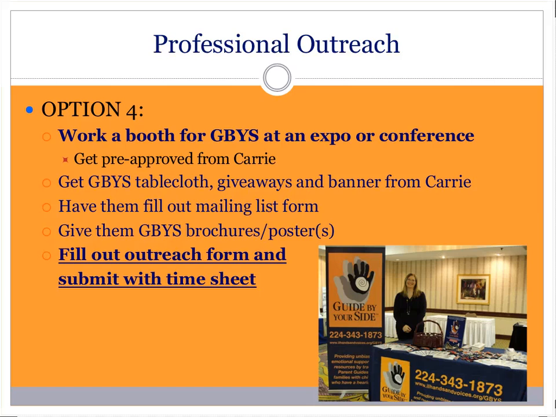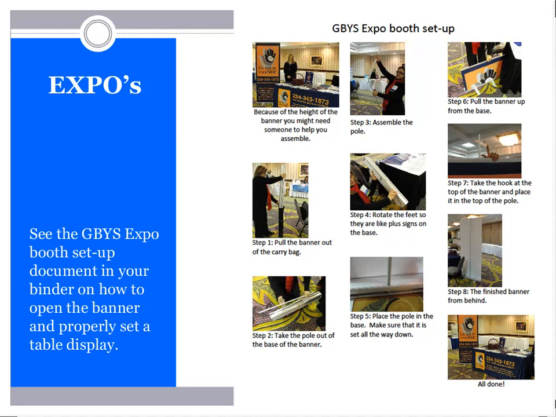You would have a mailing list form out on the table so that they could add themselves to our email list. And then you would have brochures and posters on the table as well. And again, fill out an outreach form and submit it with your timesheet to get paid for that time. And remember that when you fill out an outreach form, you do not leave any areas blank. So for booths and expo experiences, we do have a little guide that shows you how to unroll the banner and the idea of setting up the table. So that's available to you. It's very easy.